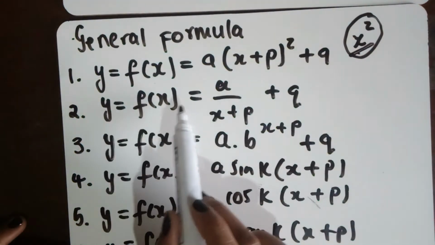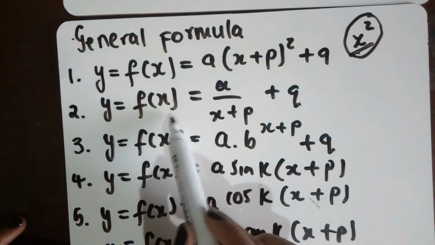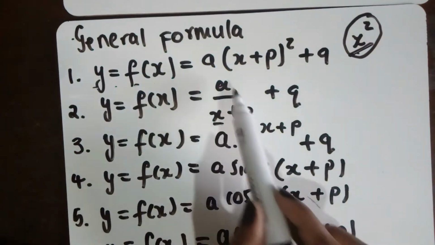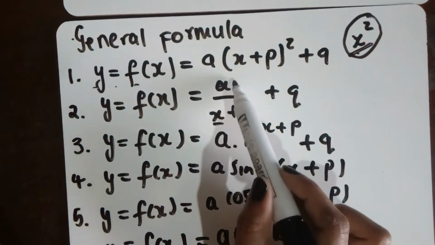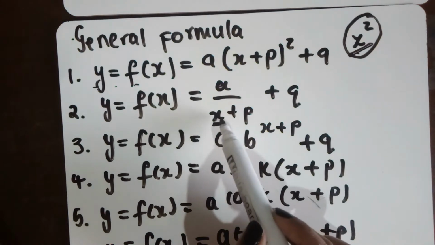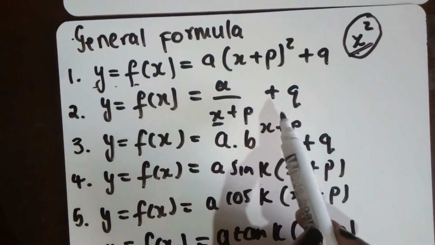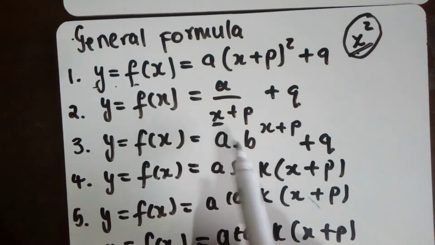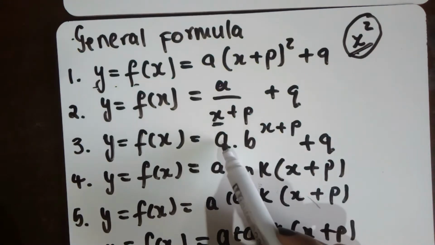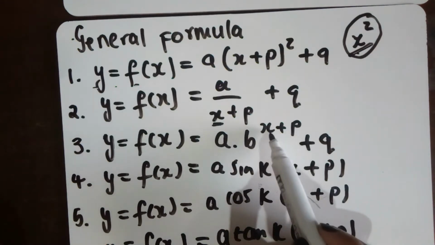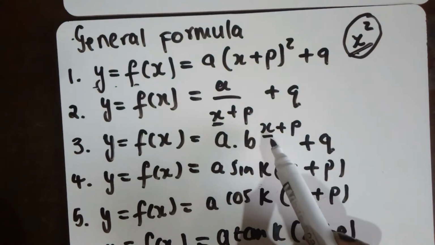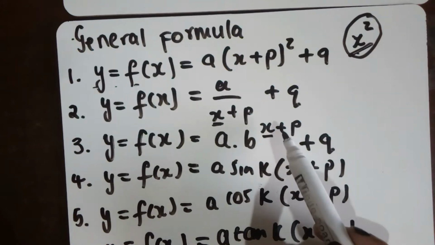And then with a hyperbola, the general formula is like this, where you see that x is actually at the bottom. So you have a sort of a fraction with a numerator and a denominator, and at the bottom there you have your x. So that's how you would identify that this is indeed a hyperbola. And then with an exponential function, you notice that x is actually the exponent. So we have a multiplied by b, all of which is raised to the exponent of x plus p. So x is your exponent, hence we call it an exponential function, right?